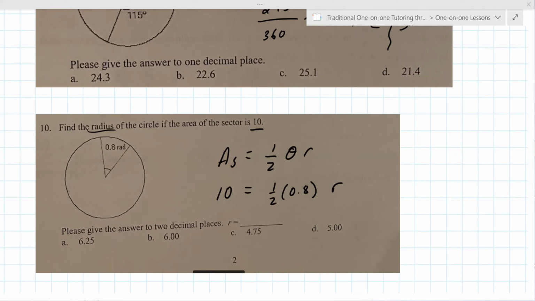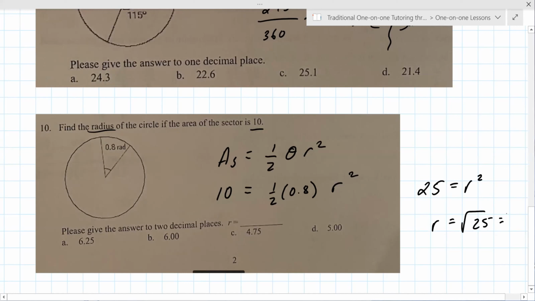Let's see here, 20 divided by 0.8 is 25, which is not there. Oh, is it squared? Yeah, sorry, it's squared. So it ends up being 25 equals R squared, R equals 5.